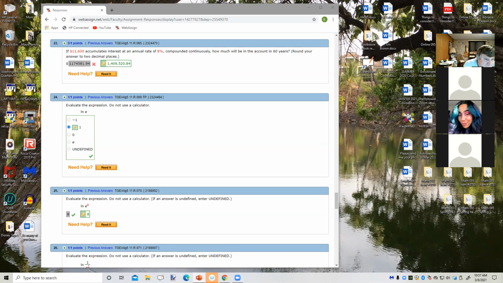And the principal is $11,600. The annual rate of return is 8% or 0.08. And time is 60 years. So, and this is round answer to 2 decimal places. Okay.